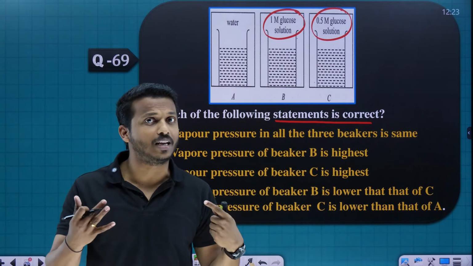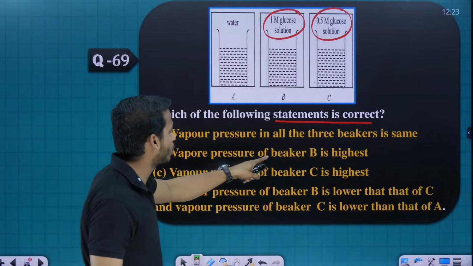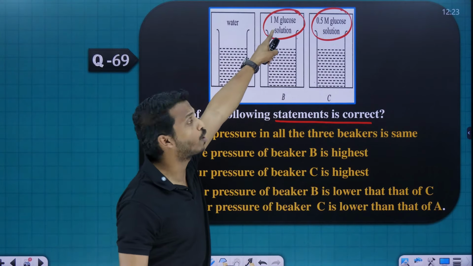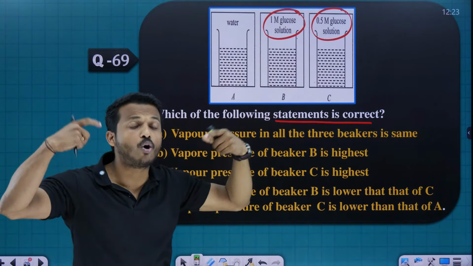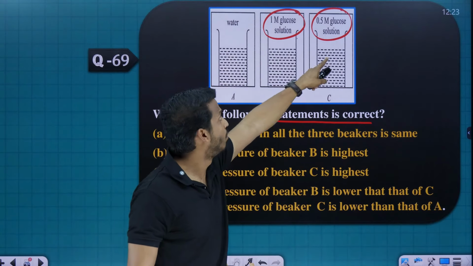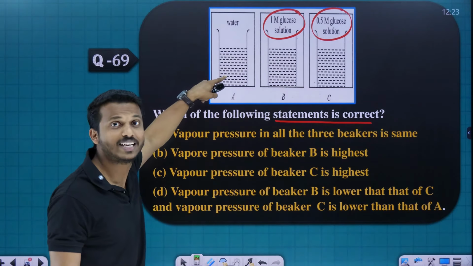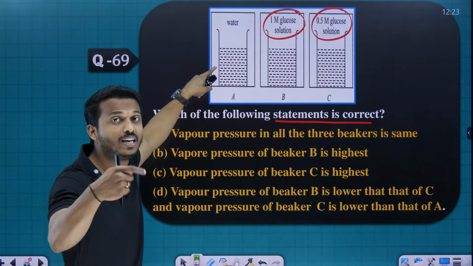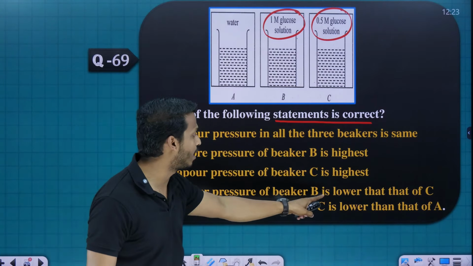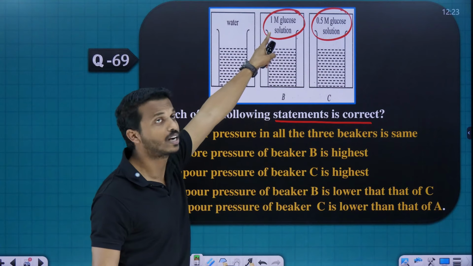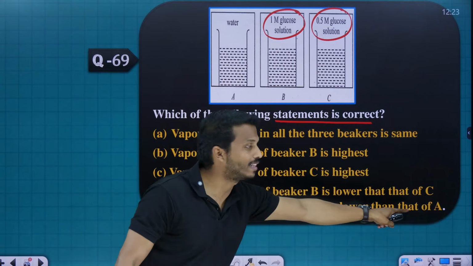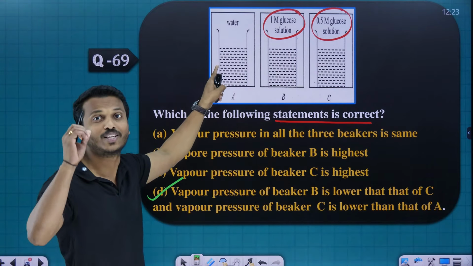So as solute particles increase, vapor pressure changes. Vapor pressure of beaker B is highest. No, as the number of particles is 1 molar, more, so more solute means less vapor pressure. Vapor pressure of beaker C is the highest. No, actually vapor pressure of which one is highest? A, because there is no solute. Because as solute increases, vapor pressure decreases. So answer is D. Vapor pressure of beaker B is lowest. Yes, because it contains more solute than C, and vapor pressure of beaker C is lower than A. Yes, A is the highest one because there is no solute.